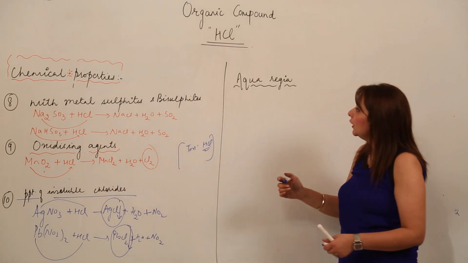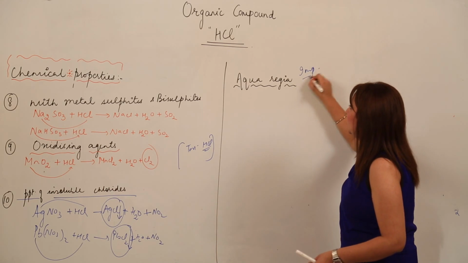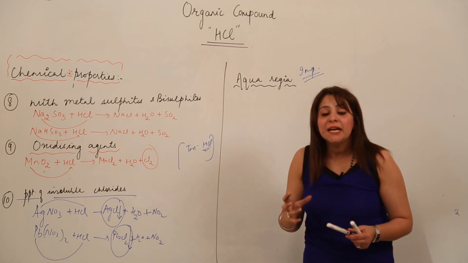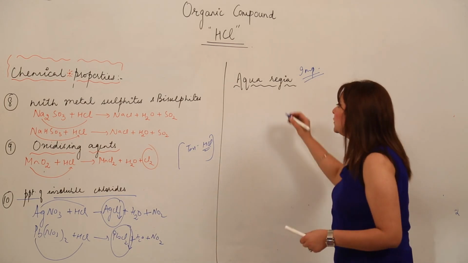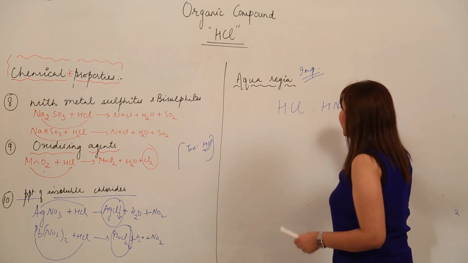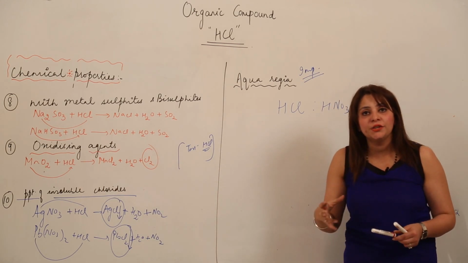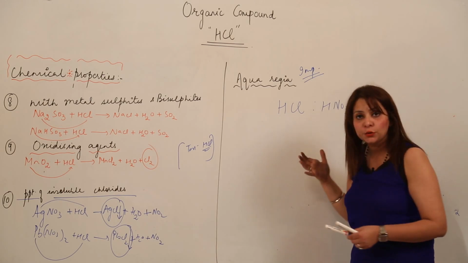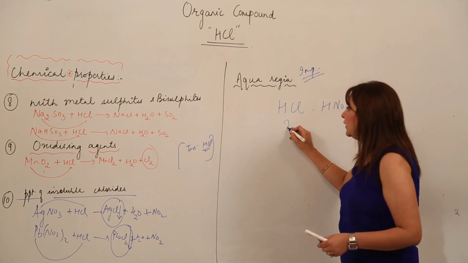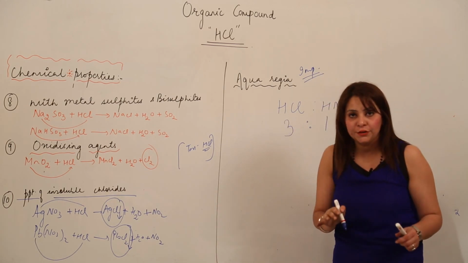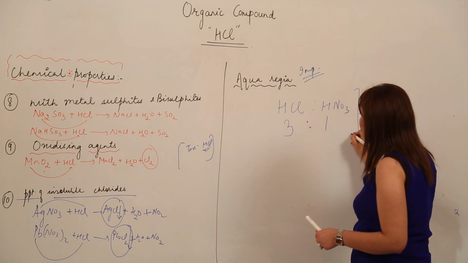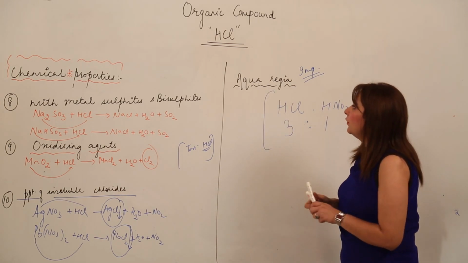The next reaction we have is a very important question that you get in the paper: what is aqua regia? So what is aqua regia actually? It is a mixture which is formed by mixing HCl with HNO3. First of all you should know the constituents of aqua regia. It is HCl with HNO3. Now the composition, or the ratio of volume, is fixed. HCl is taken in ratio 3 and HNO3 in ratio 1, which means the ratio of their volume is 3:1. When we mix them, it forms aqua regia.